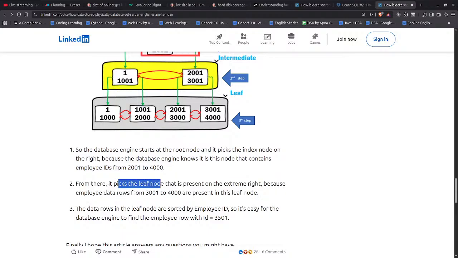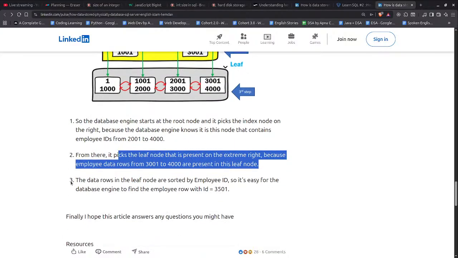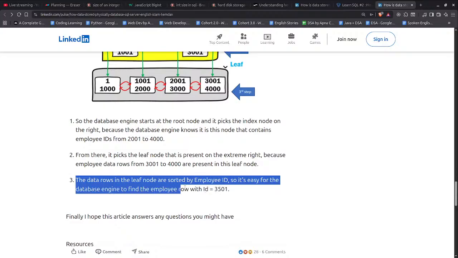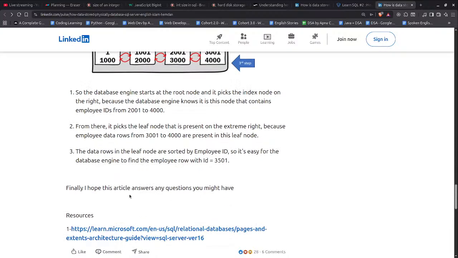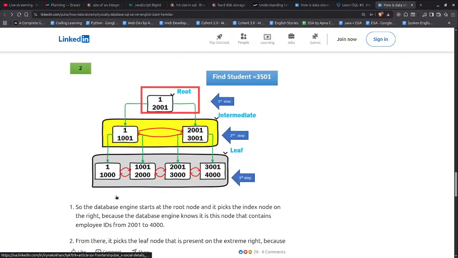From there it picks the leaf node that is present on the extreme right, because the employee data rows from 3001 to 4000 are present on this leaf node. The data rows in the leaf node are stored by employee ID, so it's easy for the database engine to find the employee row by this. Wow, finally, I hope this article answers any questions you might have had. I think it does make sense.